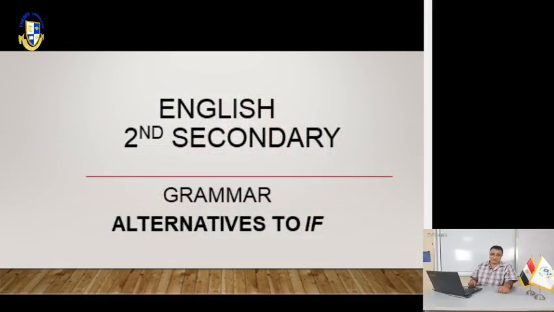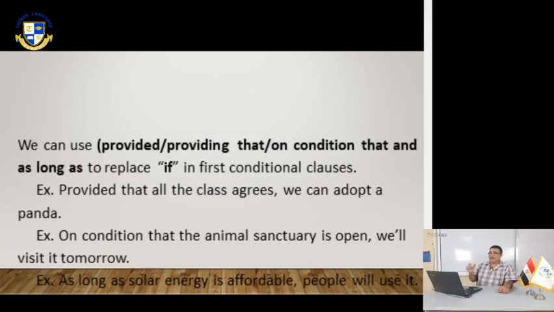Like for example, when we say if water boils, it changes into steam, we can say when water boils, it changes into steam. So when can be an alternative to if. But here we have different alternatives. On slide number 2, we can use provided, or provided that, providing that, on condition that, and as long as to replace if in the first conditional clauses.